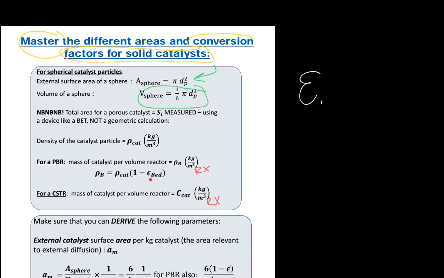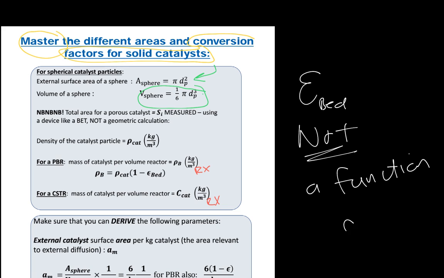Once again, this bed porosity is not to be confused with the catalyst porosity that we are also going to use in later calculations. And then, for a CSTR, what is the mass of catalyst that we have per volume of my reactor? The symbol we use there, even though it has the same units, is the catalyst concentration that is present in my CSTR.